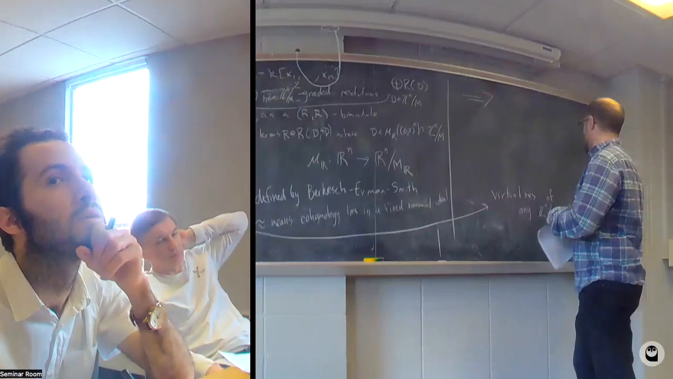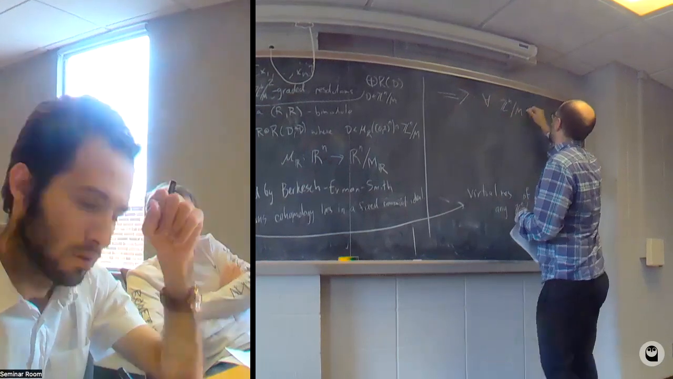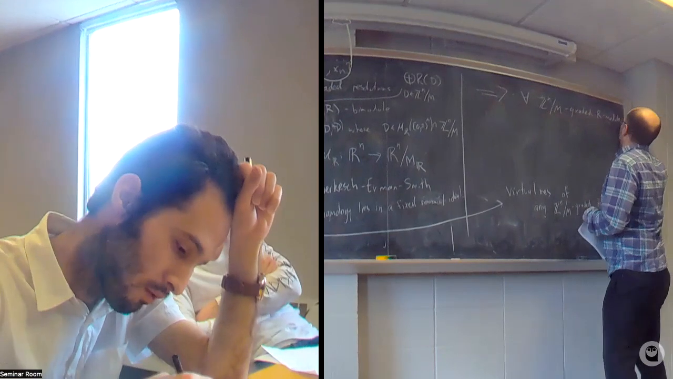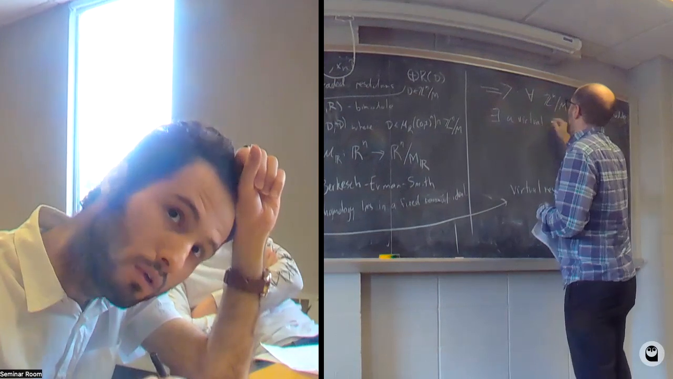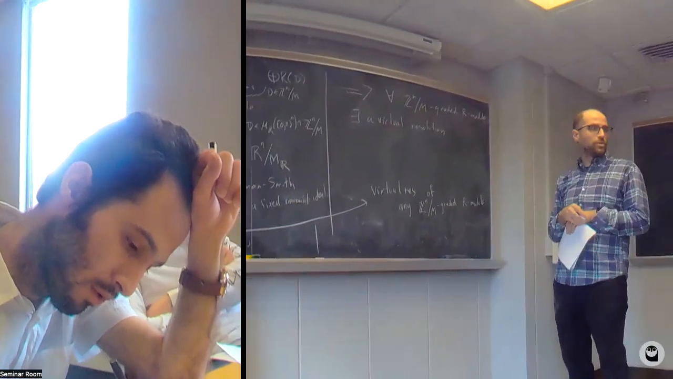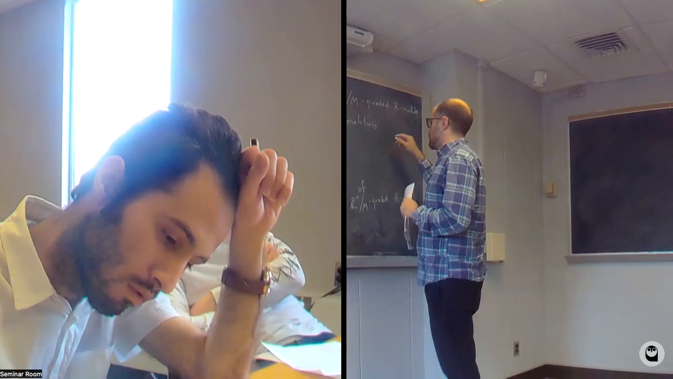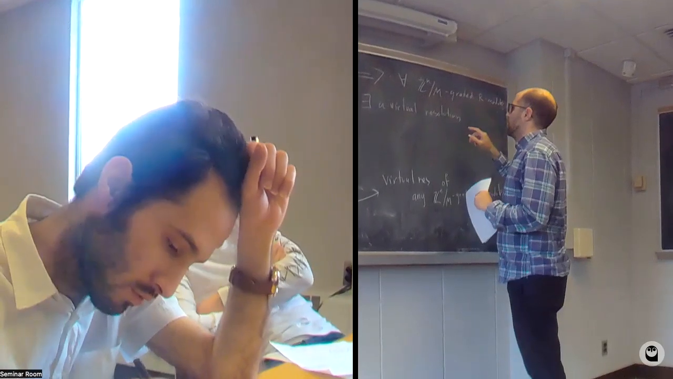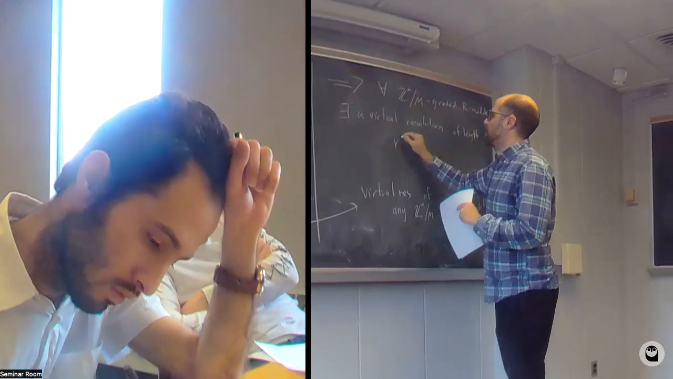So for any Z^n mod M graded R module, there exists a virtual resolution, or at least a complex, whose cohomology is this module, to this monomial ideal, of length.